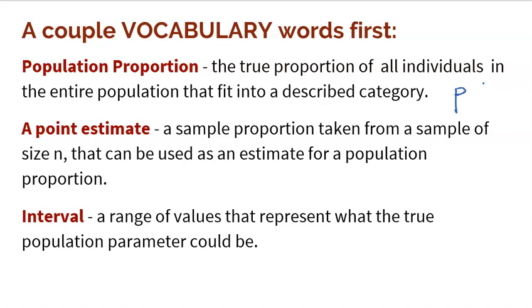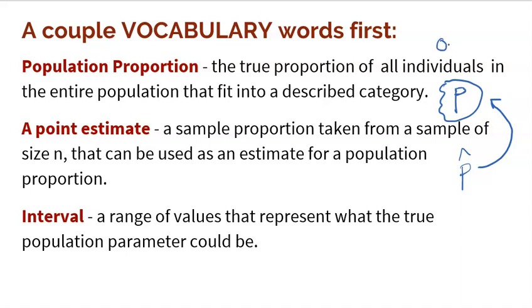But to find that number, we need a point estimate. A point estimate is simply a sample proportion, which we denote p hat, that is taken from a sample of size n that could be used as an estimate for a population proportion. So the whole point of this entire unit is that we do not know the true population proportion, but we could use our p hat as a point estimate of that population proportion.